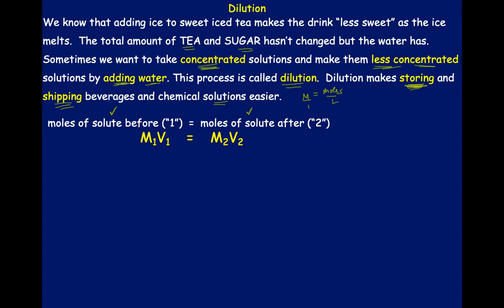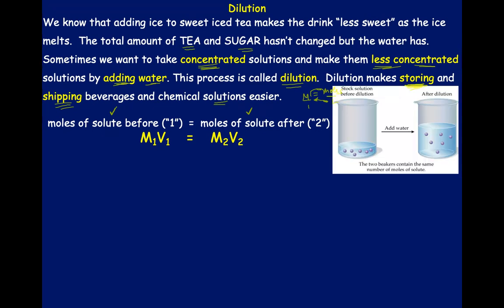So because moles is really the volume times the molarity, that means the molarity times the volume before you dilute it must be equal to the molarity times the volume after you dilute it. So we can use this as a clever little equation to figure out what we need to do here.